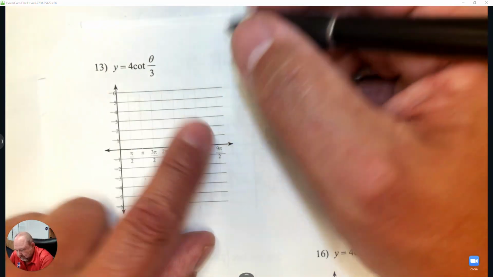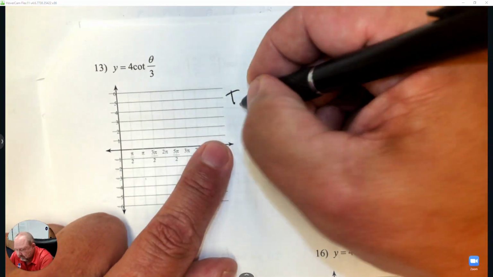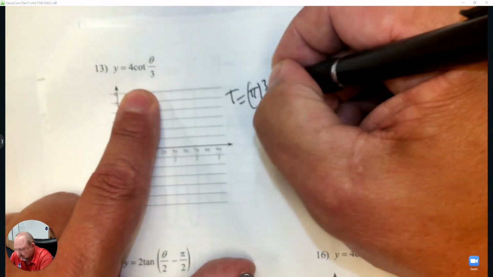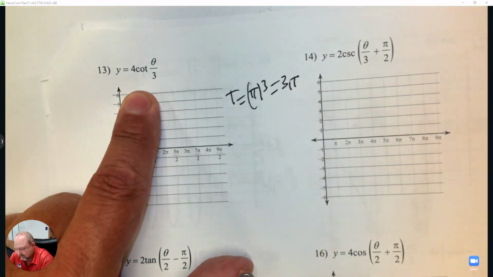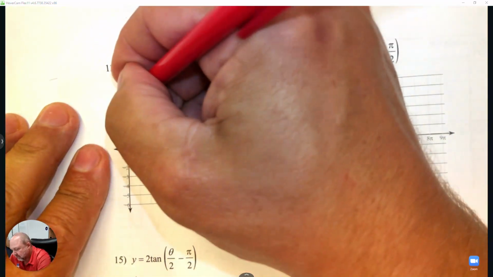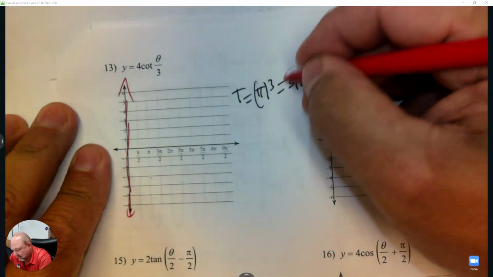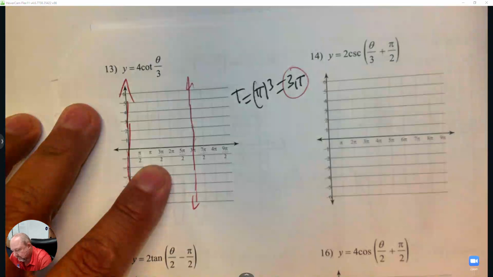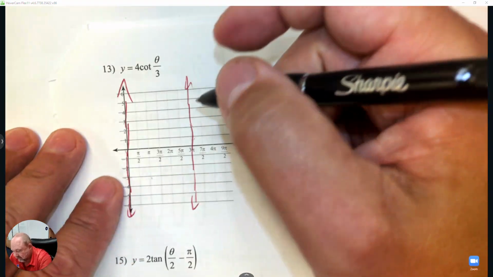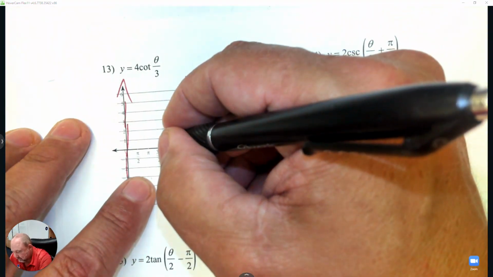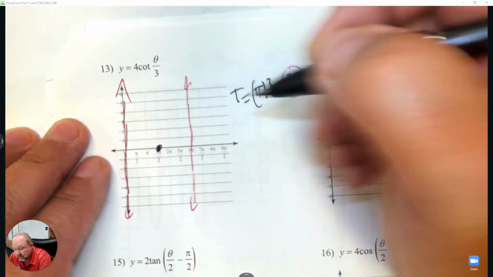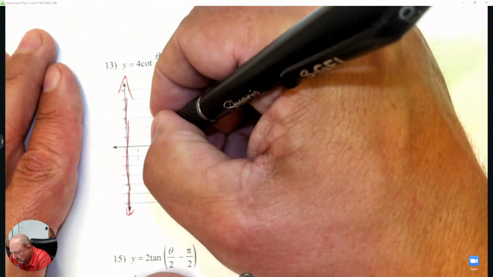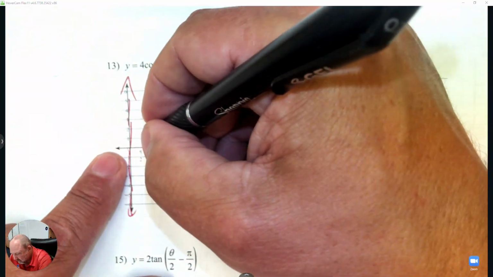Cotangent. So there's no phase shift. So the period would be pi, but we're going to multiply times 3, so it's 3 pi. So cotangent starts with an asymptote. And then at 3 pi, it will end. And then in the middle, exactly in the middle, which is at 1.5, at 3 pi over 2, will be a point of inflection. And then we go 4, so find the middle. So 1, 2, 3, 1.5.